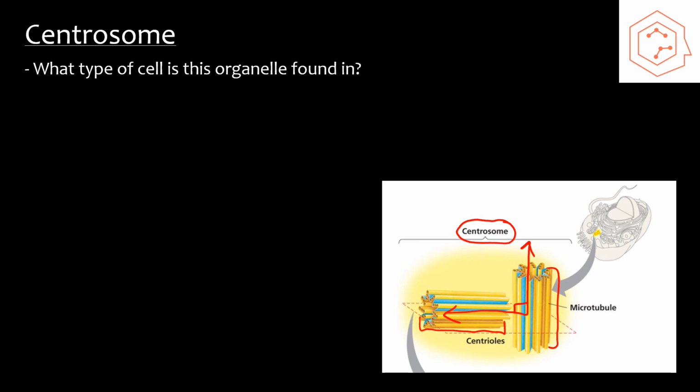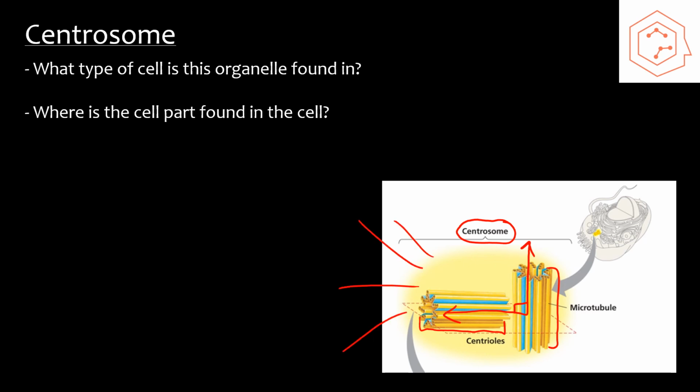So let's answer the first question. A centriole is found only in animal cells. In plant cells, they have their own version where they have microtubules that originate from a small nucleation site. The cell part is found near the nucleus, and microtubules are able to grow out from the centrosomes. It looks something like this. In a cell diagram, you see microtubules that are extending, projecting out.